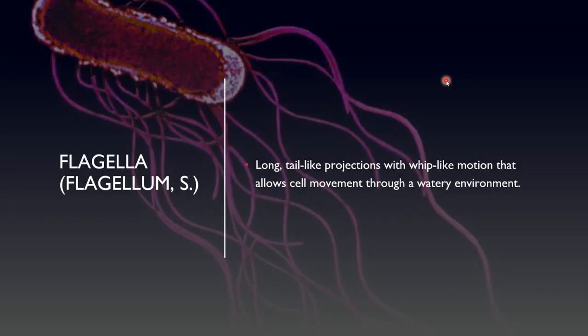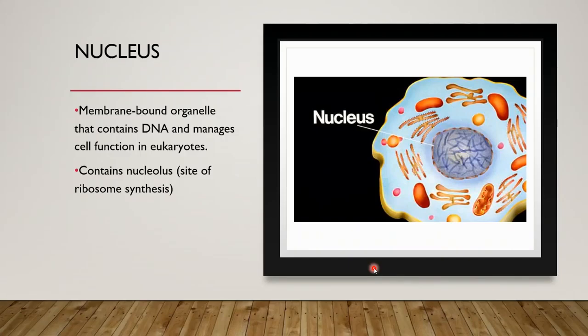In contrast, the term flagella is just a long tail-like projection. So these things contain the longer tails, and these are for sure used in locomotion. An example of a human cell with flagella would be a human sperm cell. So once again, flagella are just long tail-like projections that whip their tails around and allow the cell to move through watery type environments.